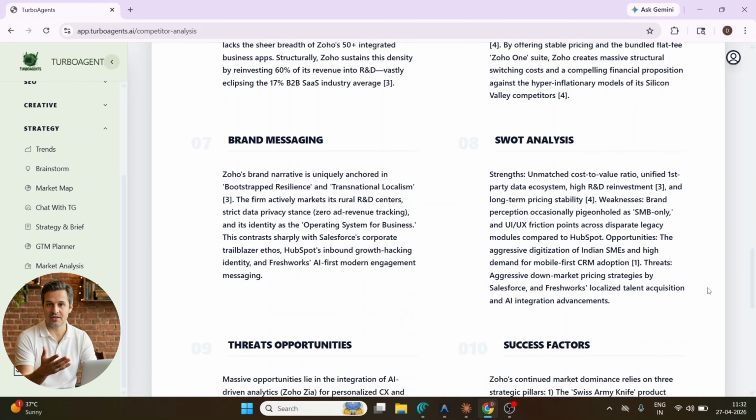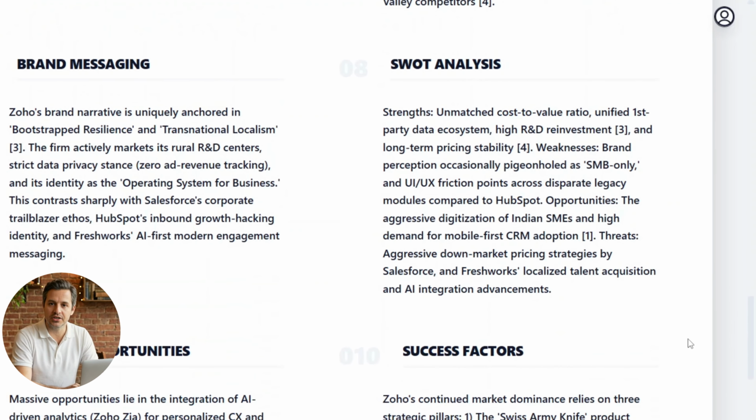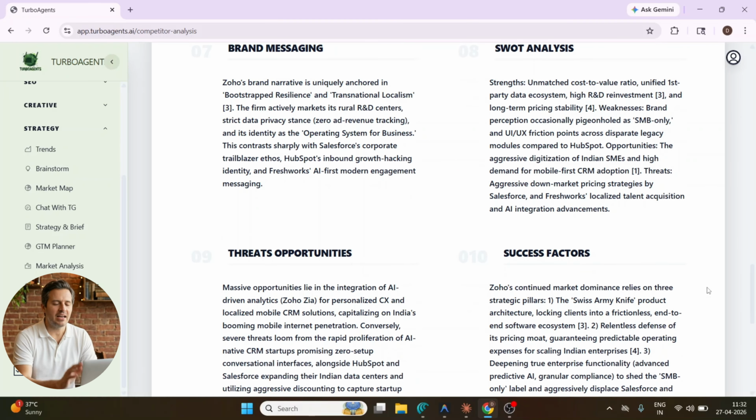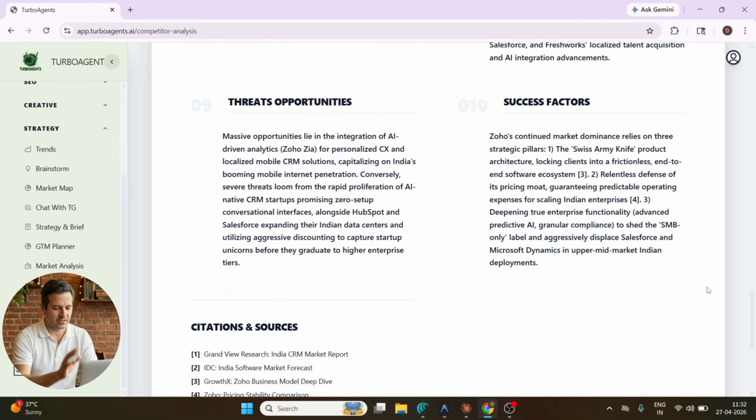Section 8 is the SWOT. Strengths: unmatched cost-to-value ratio, a unified first-party data ecosystem, and 60% R&D reinvestment against a 17% industry average. Weaknesses: brand perception capped at SMB only in some segments, and UI friction across legacy modules. Opportunities: India's accelerating SME digitization and mobile-first CRM demand. Threats: AI-native CRM startups and Salesforce's aggressive down-market discounting to capture Indian unicorns before they scale.